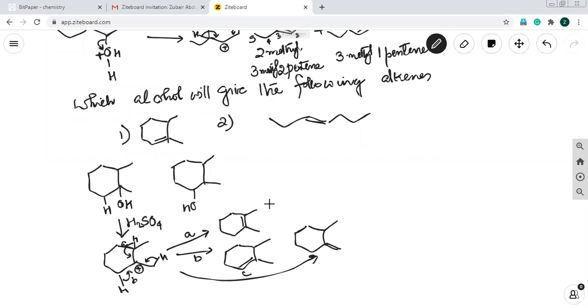The major product is the one formed by, as we have seen, the Zaitsev rule. Now what is the Zaitsev rule? The alkene with the maximum number of alkyl substituents is the major product.